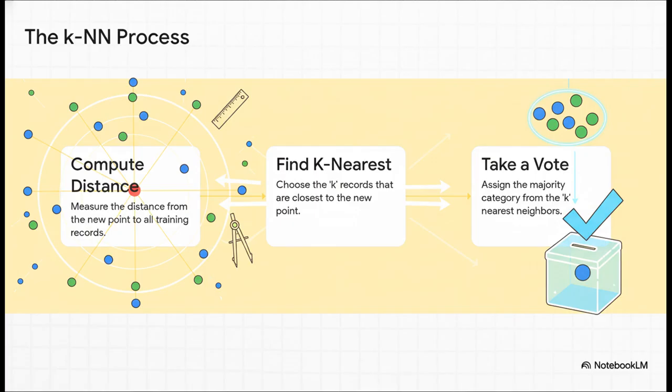I mean, it really just boils down to these three simple steps. First, it measures how far our new point is from every other point in the data. Second, it finds a specific number of the closest ones. Those are its neighbors. And finally, it just takes a vote to decide what our new point is. Let's see how that actually works.